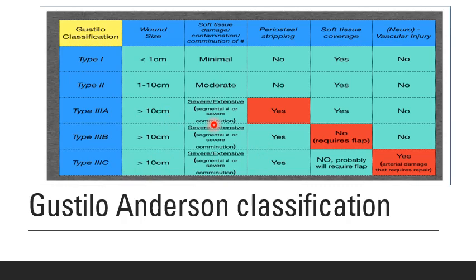and the contamination, comminution of the fracture and periosteal stripping. All will be similar. It will be more than 10 centimeters, severe contamination, severe comminution of fracture, and periosteal stripping will be present. These three will differ in these two columns. Soft tissue coverage will be present in type 3A and neurovascularity will be intact. In type 3B, there will be no soft tissue coverage. Type 3C, there will be neurovascular injury.